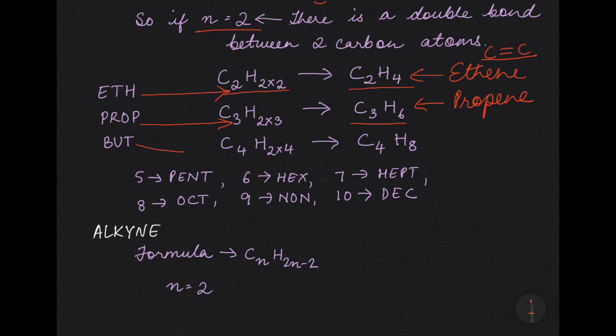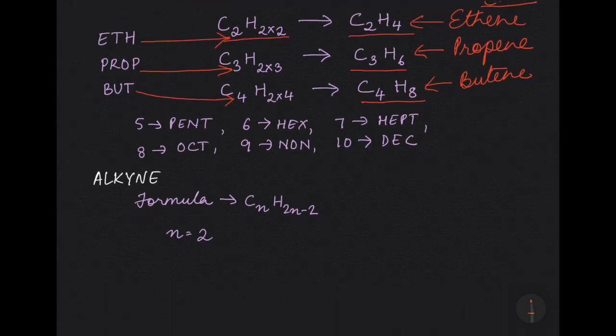And if the number of carbon atoms is 4, we get the formula C4H8, which is butene, ene, a double covalent bond between a pair of carbon atoms. Similarly, if the number of carbon atoms is 5, then it becomes pentene. 6, hexene. 7, heptene. 8, octene. 9, nonene. 10, decene. Okay.